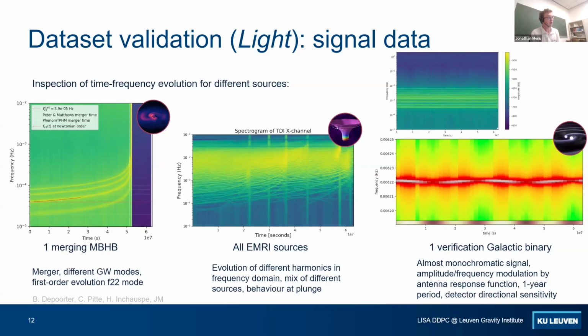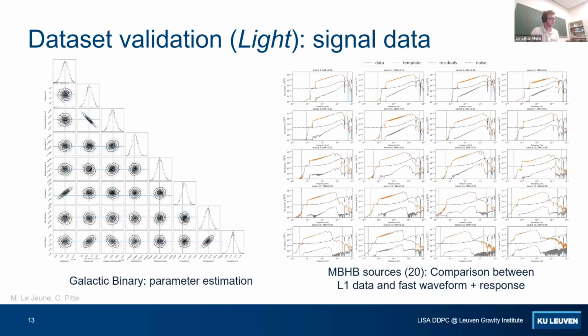And then for galactic binaries, or verification binaries, you see, of course, this almost monochromatic signal. But if you zoom in, you can relate the modulation over time to the antenna pattern, for instance, and the sky location of the source. A final step was that we also did an actual comparison with the fast templates, basically for data analysis.